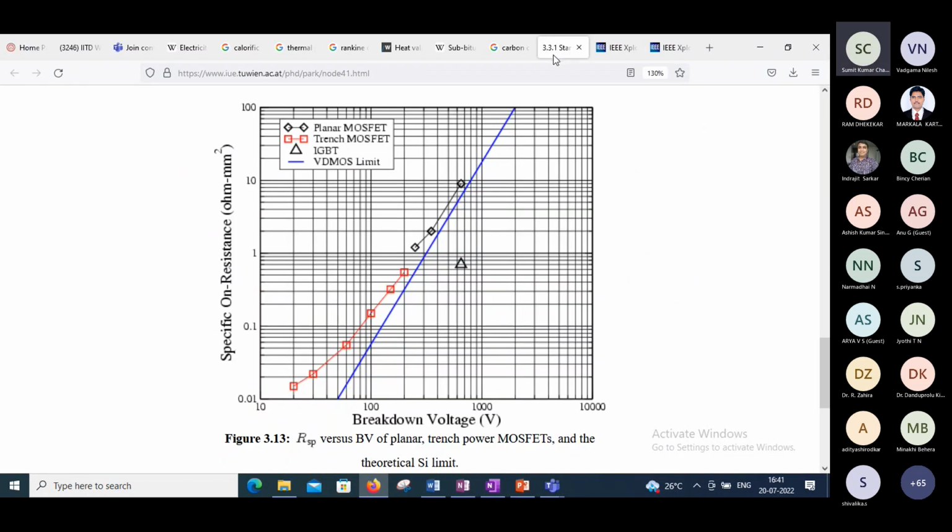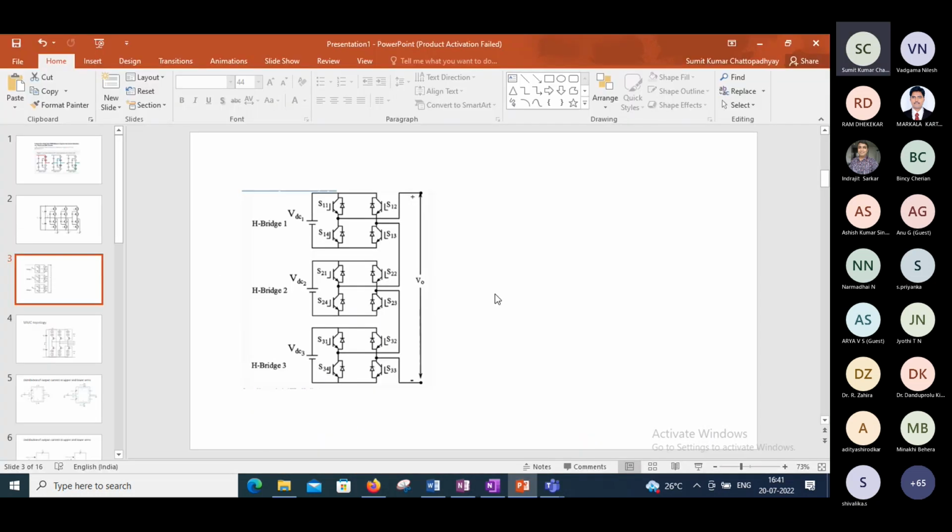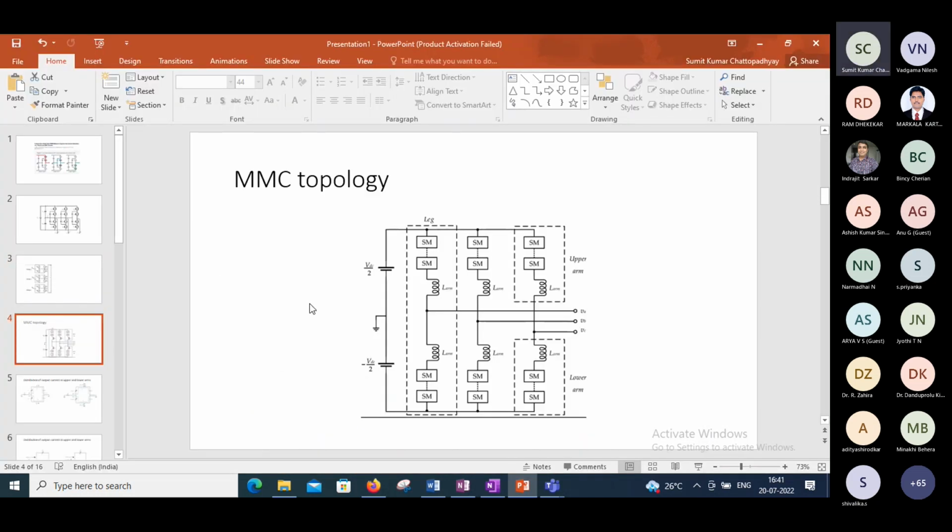However, other than this, a very important topology is the modular multilevel converter, which is already in use for ship propulsion or high power applications like traction, and also battery swapping stations. It can be useful. Though cascaded H-bridge can be a good alternative to MMC, MMC is not required at all if you just need to interact between the battery and the output AC side.